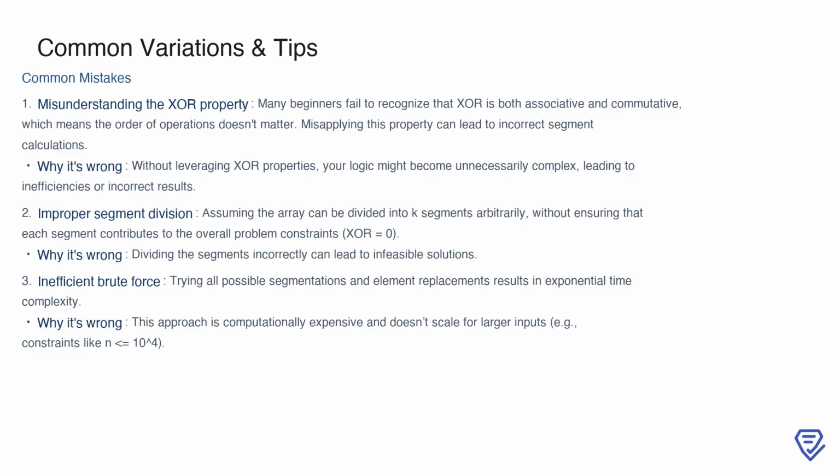If you fail to apply these properties correctly, your solution might become overly complex or even incorrect. For example, instead of simplifying XOR calculations, you might end up writing redundant code that doesn't take advantage of these fundamental properties. Another frequent mistake is improper segment division. It's not enough to just divide the array into k segments arbitrarily, each segment must meet the problem's constraints to ensure the XOR of all segments equals 0. If segments are divided incorrectly, the solution becomes infeasible.